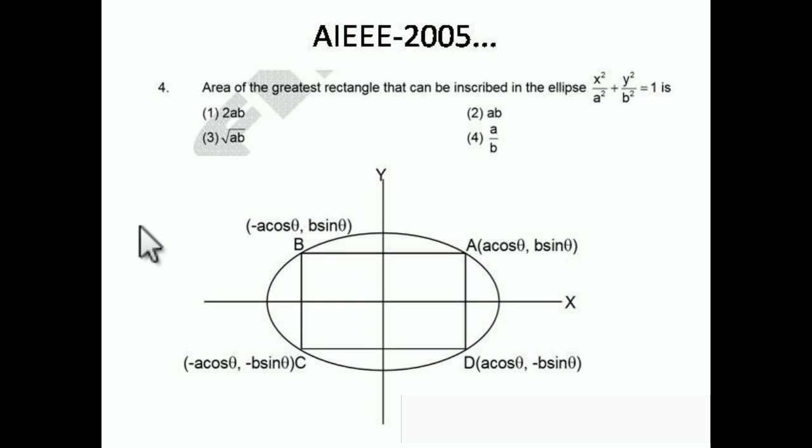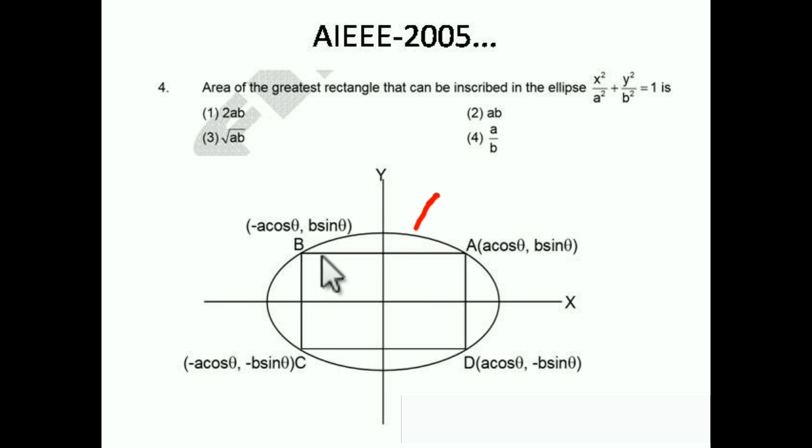This is from the area under the curve chapter. The area of the greatest rectangle that can be inscribed in the ellipse x square by a square plus y square by b square is equal to 1 is. So if we have an ellipse x square by a square plus y square by b square is equal to 1, this is my ellipse. Then we want the greatest rectangle that can be inscribed in it.